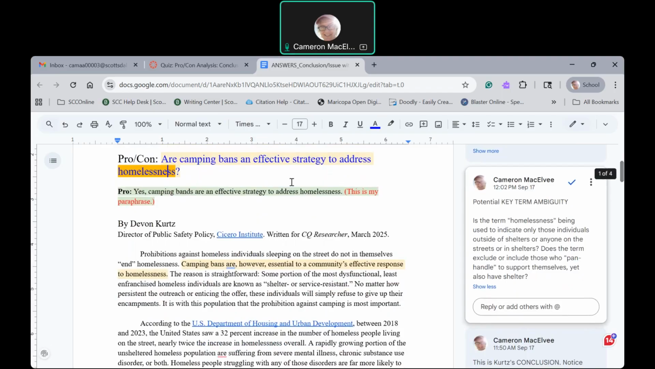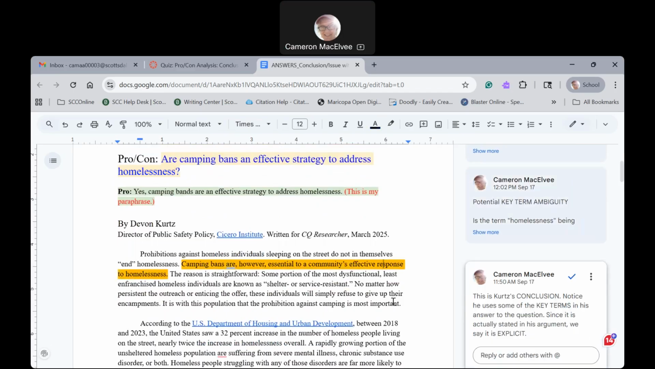We already know that Devin is saying, and I put this here, this is my paraphrase of what he's saying, yes, they are effective. But does he have an explicit statement? He does. In fact, it's right here in his first paragraph. For the question, are camping bans an effective strategy to address homelessness? He says, camping bans are essential to a community's effective response to homelessness. So that is his explicit answer. It's not a perfect fit, but it's pretty close. So that is his conclusion.